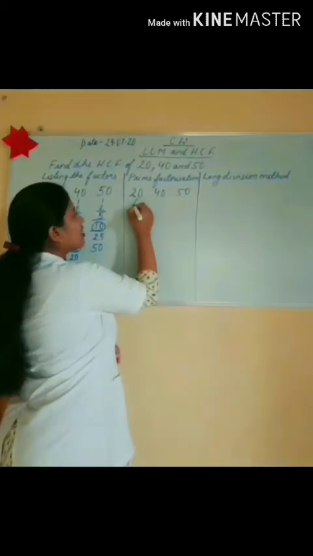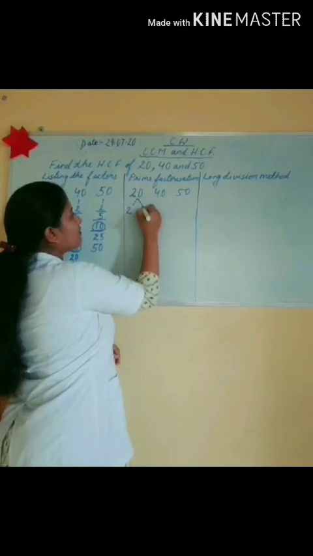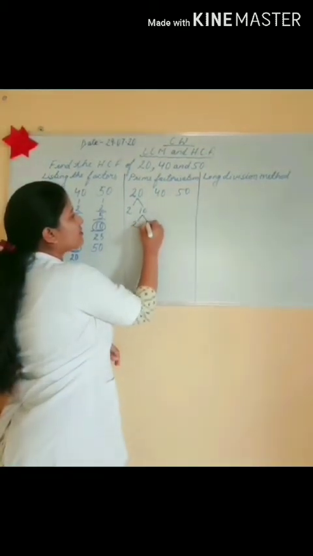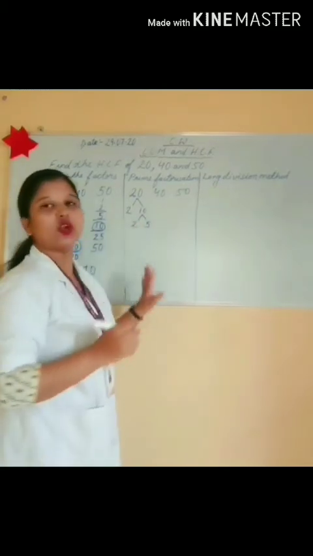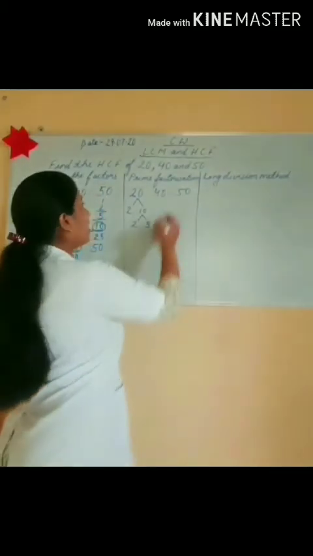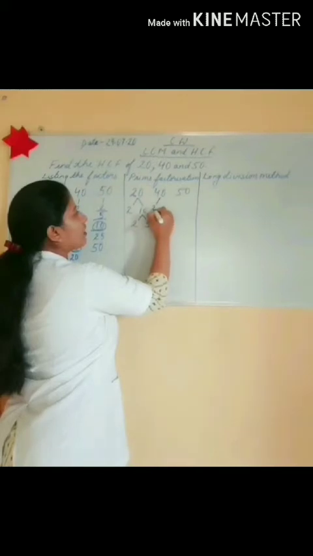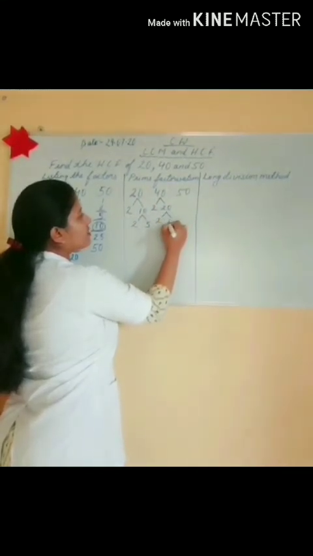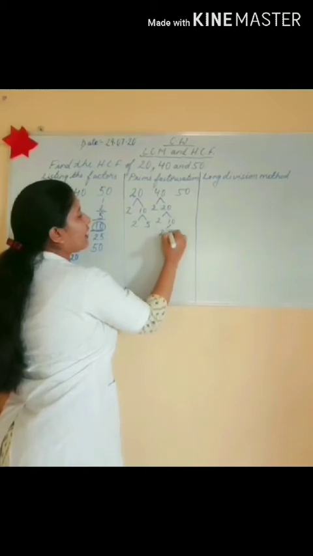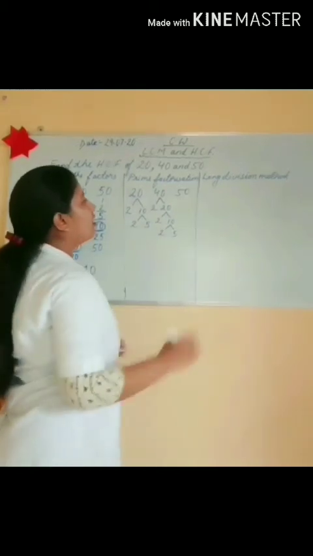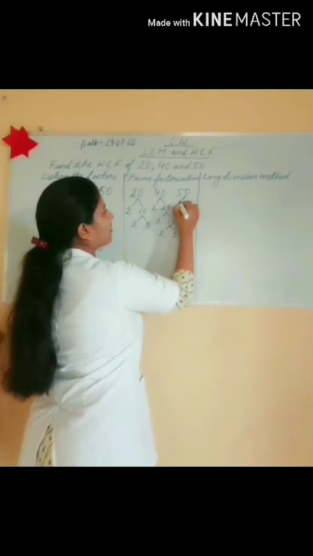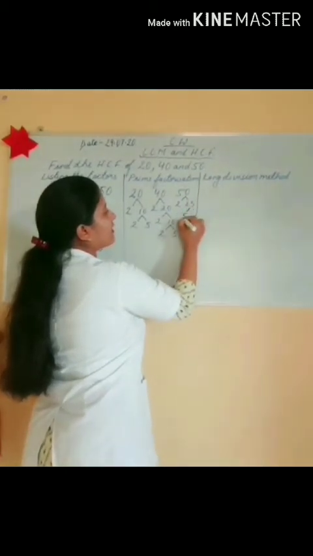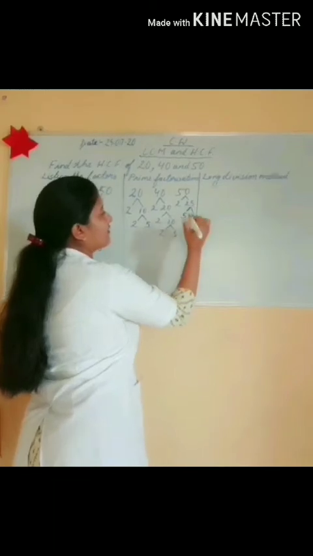So factors of 20, 2 times 10. 10 can be written as 2 times 5. Why? Because 10 is not a prime number. Now 40, 2 times 20. 20 can be written as 2 times 10 and 10 can be written as 2 times 5. Now in 50, 2 times 25 and 25 can be written as 5 times 5.